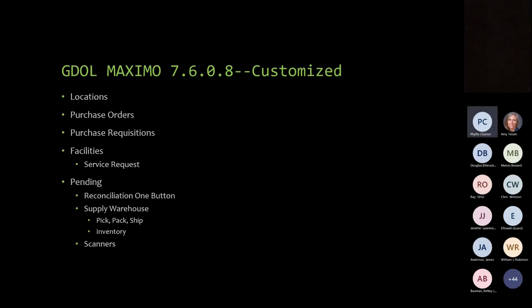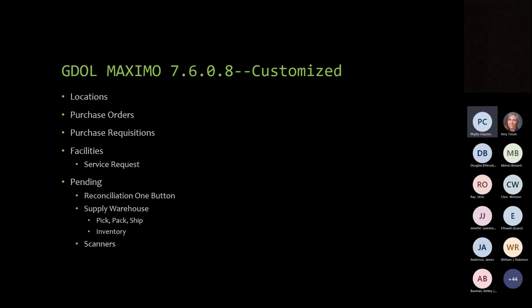I also have a locations module. We track locations from the city all the way down to the suite level. So in the module, I have to put in a city, a building, a floor, and then a suite number.